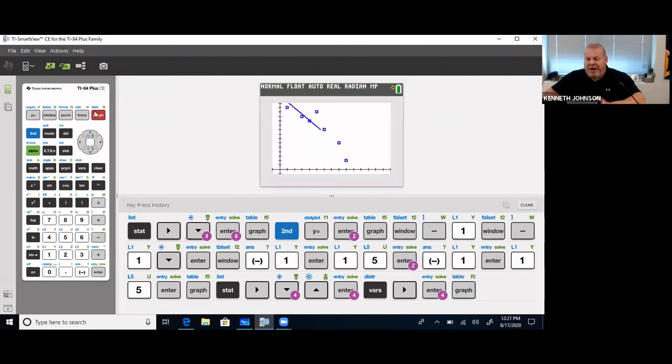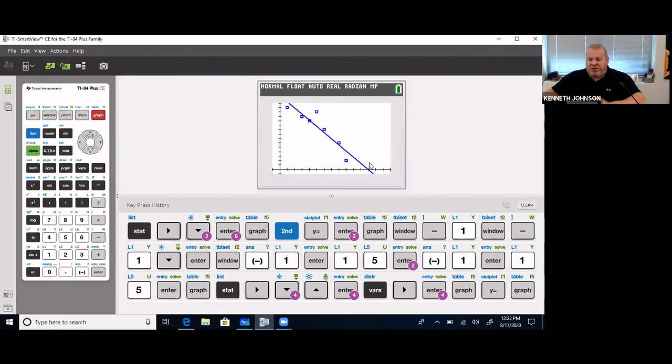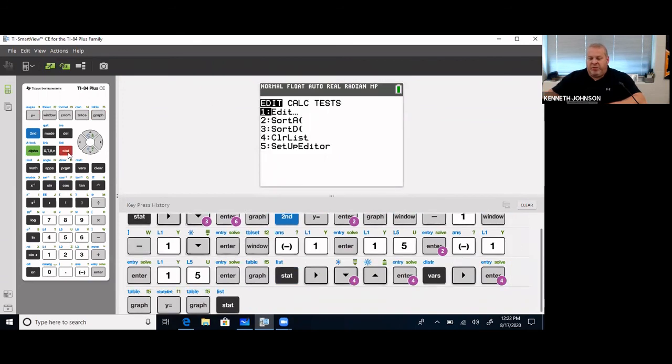Now if I hit graph, it'll also draw my line of best fit. So if you look at y equals, hey look, there's our equation that we just calculated. And if we go to graph, it shows our line of best fit. Now, linear regression is only one of the types of regression that we do. Another one that we like to do is quadratic regression.